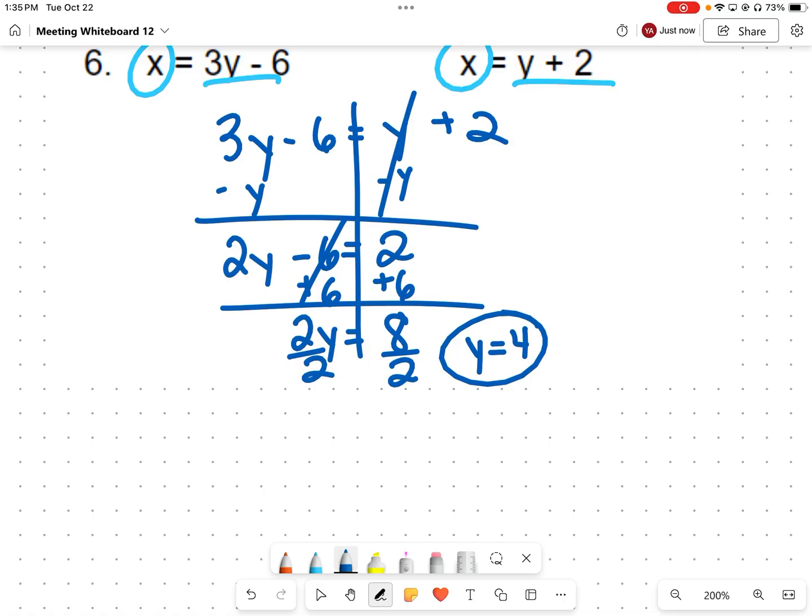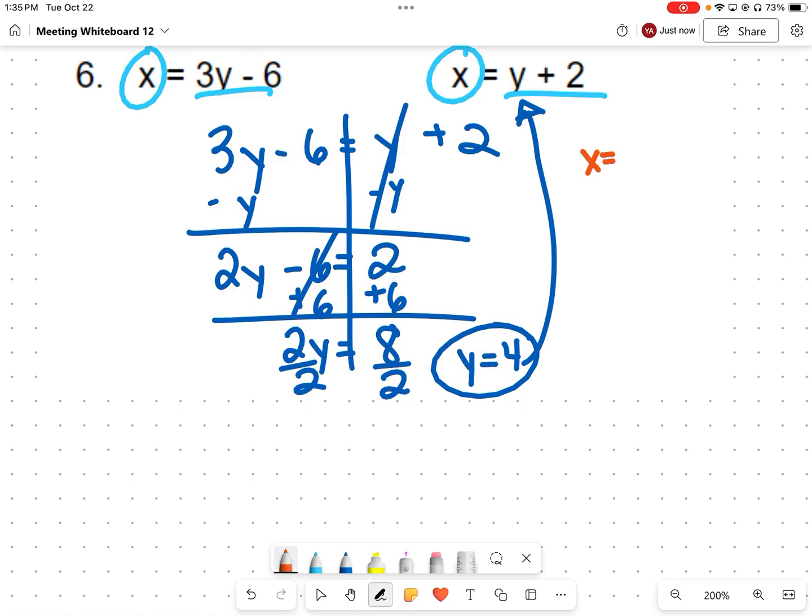Which equation now, think about it. Which equation do you think you should plug in? Y equals 4. Second one? Why the second one? It's easier. Because if I plug it in here, I don't have to multiply anything. I just have to do 4 plus 2. So x equals y is 4, 4 plus 2. So what does x equal? 6. So what's our coordinate? 6, 4.